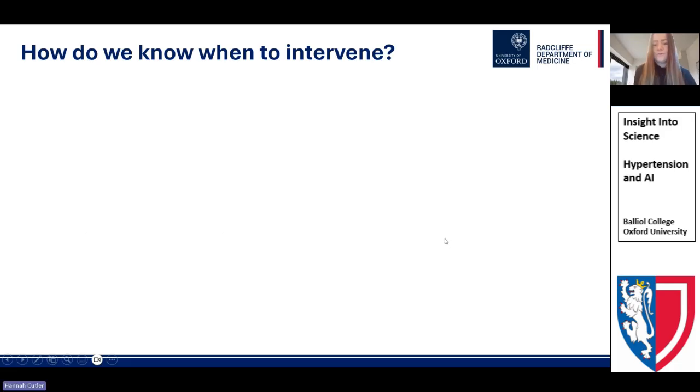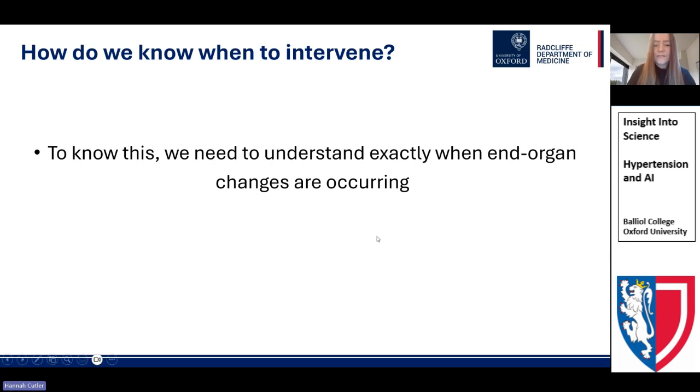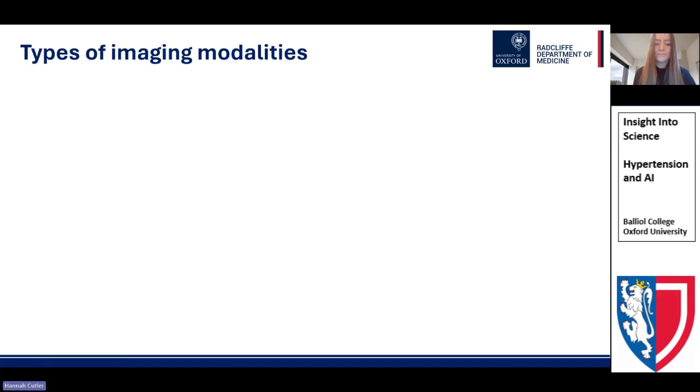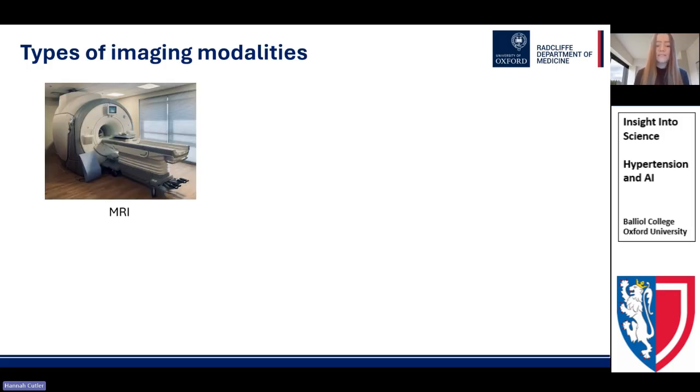So how do we know when to intervene? How can we research this? Well, to know this, we need to understand exactly when the end organ changes are occurring. And we can do this through imaging. So there's many different types of imaging modalities that we can use. One is MRI, and this is a really good imaging technique to use. It's really gold standard, got high resolution images, and you can see things in 2D and 3D, and you can look at the structure and function of different organs.